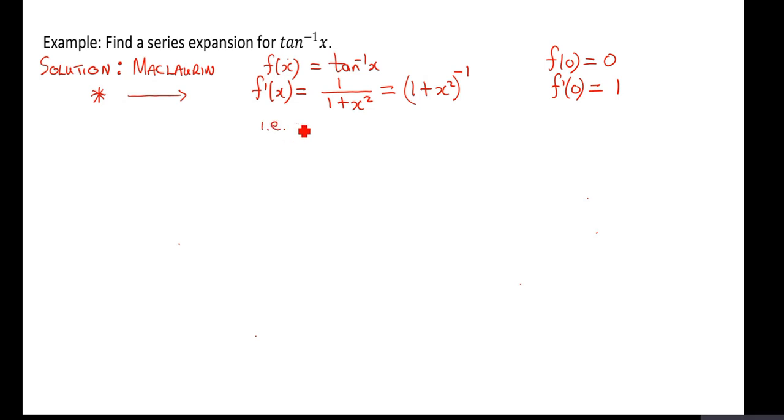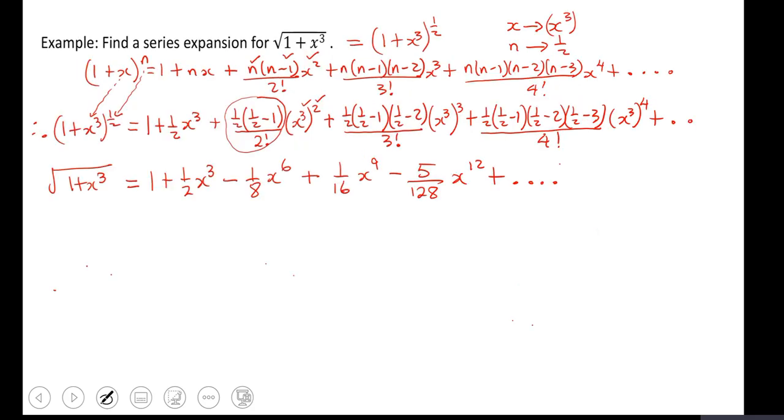Do you recognize that this is simply a binomial series where x is replaced by x squared and n is replaced by -1, which means using the binomial formula, I can write this term, going back to the binomial series formula. Do you remember that? There it is.